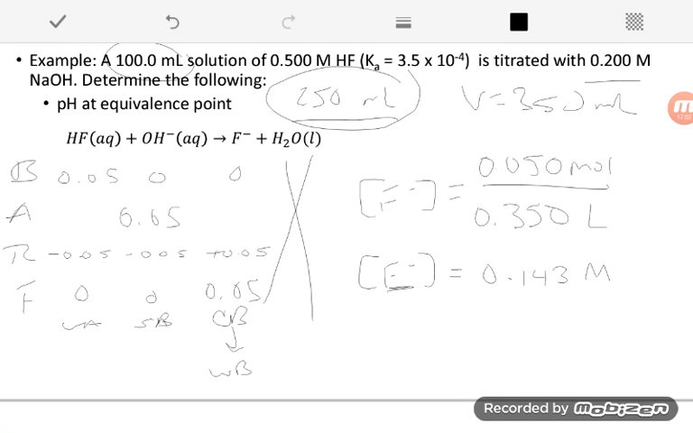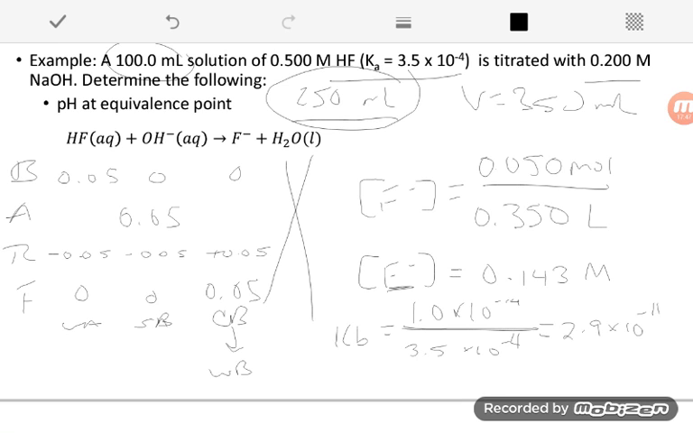I also know that when I do this problem, I'm going to have to make an ice table, but since this is a base, I'm going to need its Kb in this case. I've been provided with a Ka for HF, but F minus is going to need a Kb. So I'm going to go ahead and calculate that just to make my life easy. So the Kb is just 1.0 times 10 to the negative 14 over 3.5 times 10 to the negative 4. If you're not sure where I came up with that, it's because Ka times Kb gives me 1.0 times 10 to the negative 14. That's just a relationship we have. So we plug that in and we figure out that my Kb is 2.9 times 10 to the negative 11.